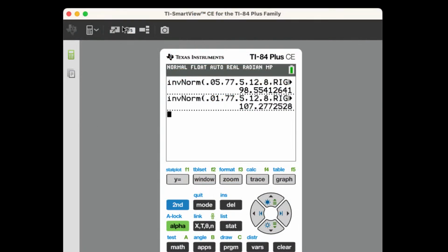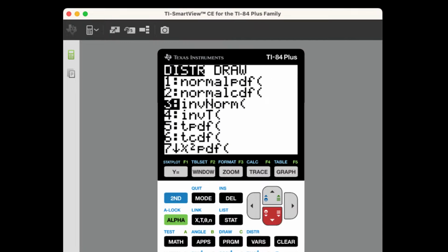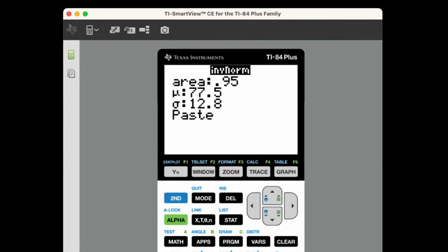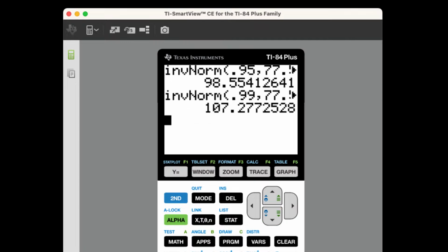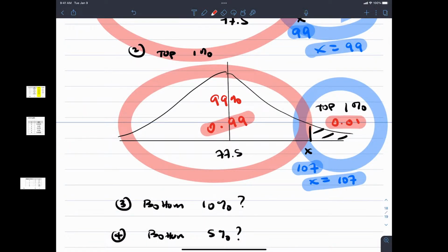No, I'm just showing you because, like I said, some people have the default. And if I show you now here, you go, okay, how do you do that? Second, inverse norm, 0.99 now. That's the default. The default is always area to the left. So that should be 100 and what again? 107. Same exact answer. Default.